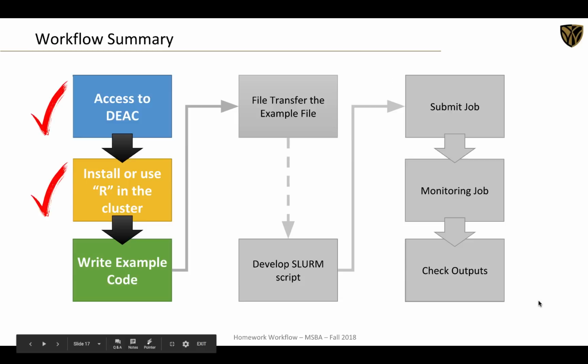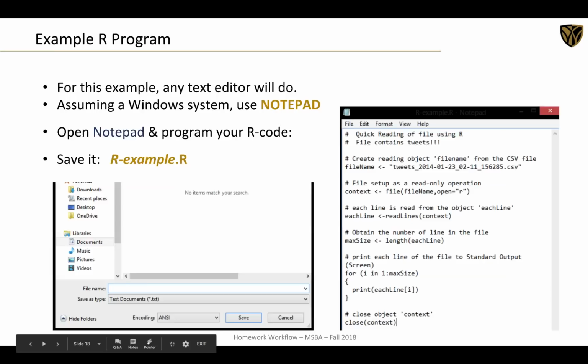Moving on, let's get a quick sample R script going. So for this example, any text editor will do. Assuming a Windows system is being used, just use something simple and effective like Notepad. Open Notepad and type out your R code. Once done, save it as r-example.r.